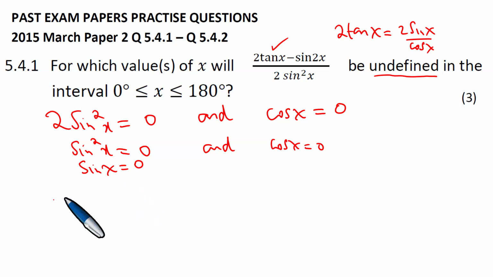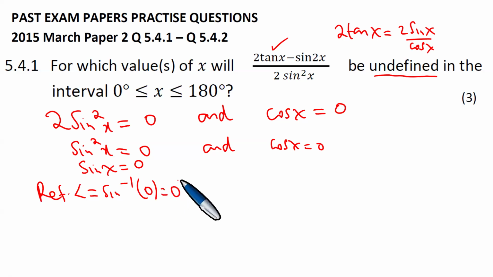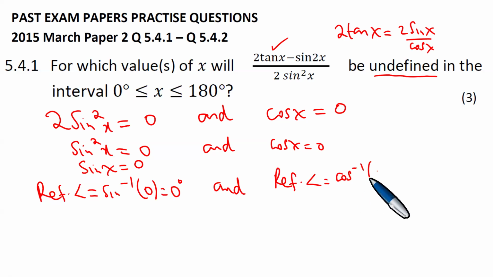You can actually note a reference angle here. What is a reference angle? The reference angle is the result of arc sine 0, and it is 0 degrees. Now also you must be able to get a reference angle here. What is the reference angle? The reference angle is arc cosine 0. Arc cosine 0 is exactly 90 degrees. So this becomes the reference angle we need.